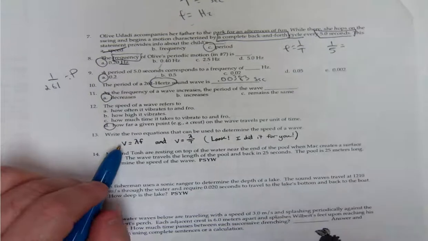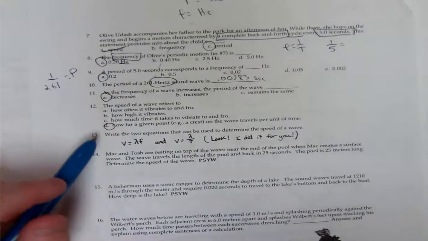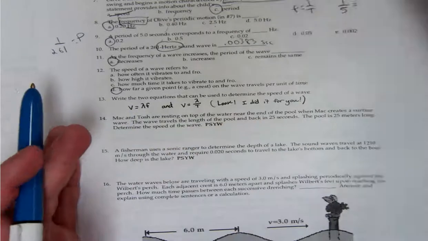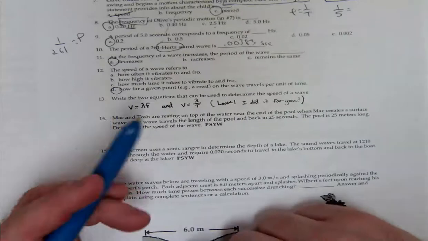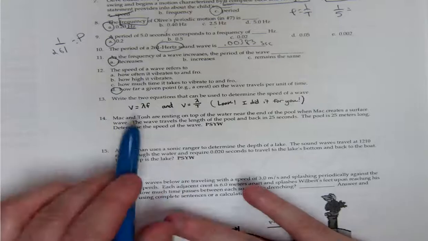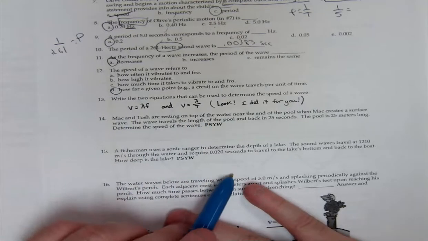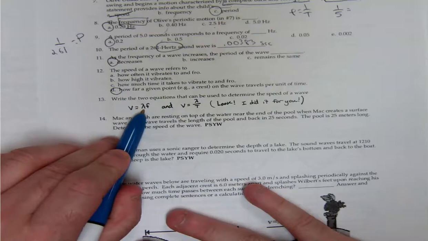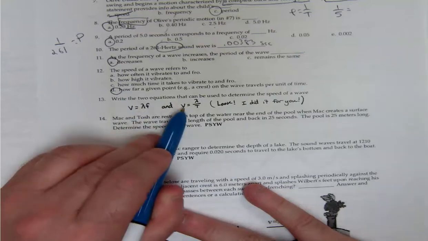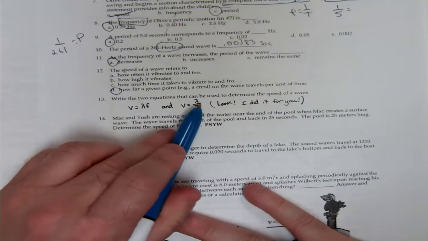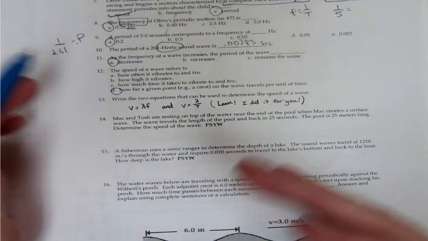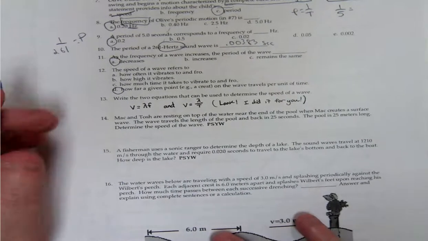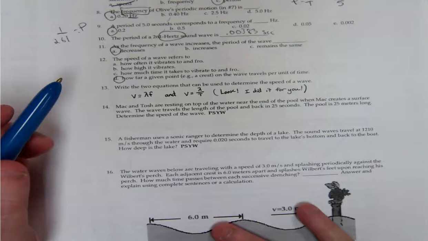All right, write the 2 equations that can be used to determine the speed of a wave. Awesome, already done. Very important. In a couple pages you'll need all these. These are just 2 formulas to find it. So velocity equals wavelength times frequency, or velocity equals wavelength divided by period. Depending on what you have, just like all the other physics you guys have done, whatever you have is what formula you use.